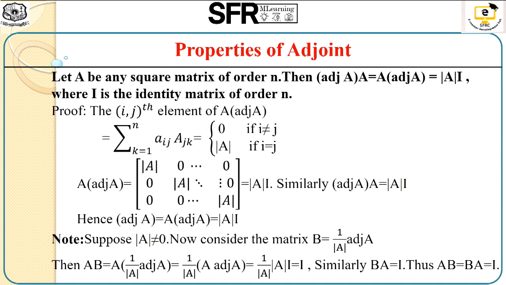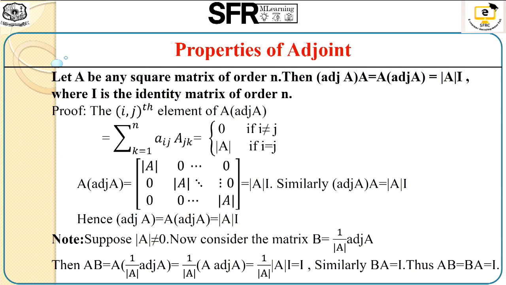Suppose I am taking two matrices. If it is a single matrix, I can derive that A into adjoint of A equals adjoint of A into A equals determinant A into I. If I am taking two matrices A and B, suppose determinant A is not equal to 0. Now consider the matrix B, that is the inverse of the matrix A, that is 1 by determinant A into the adjoint of A. So I am giving the product of these two matrices, that is AB, which is equal to A into 1 by determinant of A into adjoint of A, which is equal to 1 by determinant of A into A into adjoint of A.